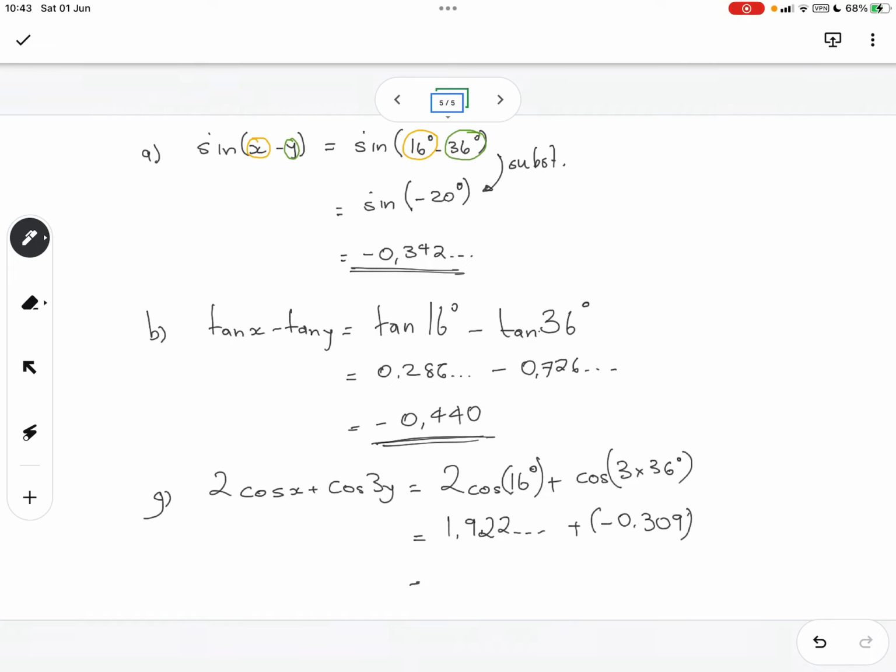Then it becomes 1.922 minus 0.309, and that gives us 1.613 roughly. Do you get the same answer? 2 cos 16 degrees is how much? It's 1.922. Yeah, and then we have to subtract 0.309.